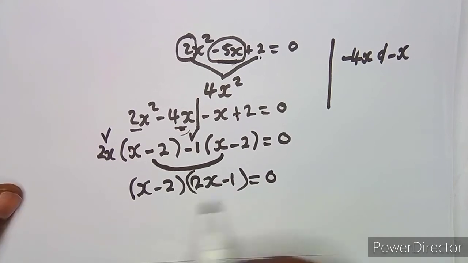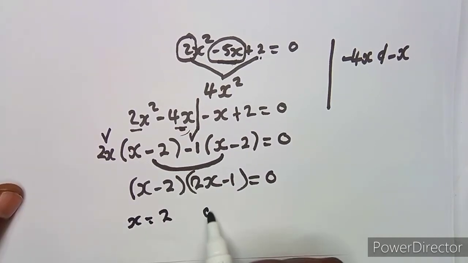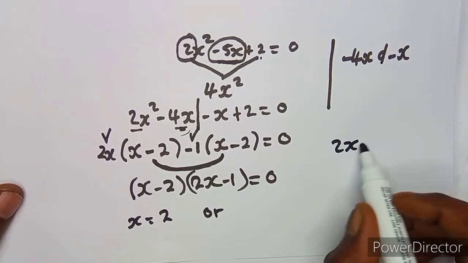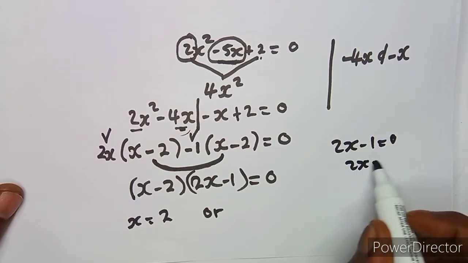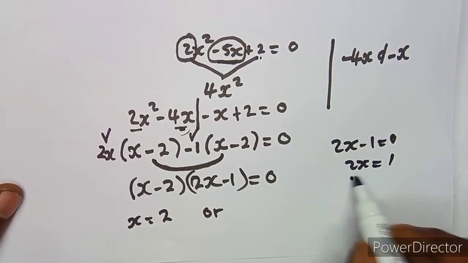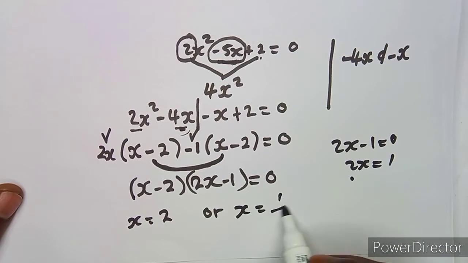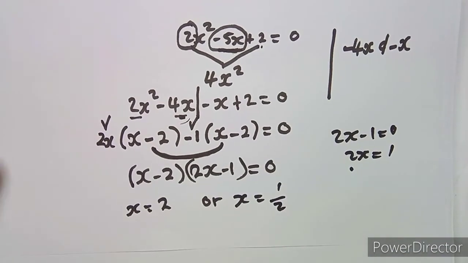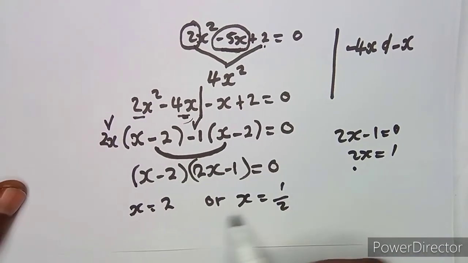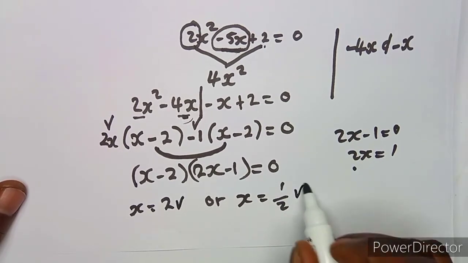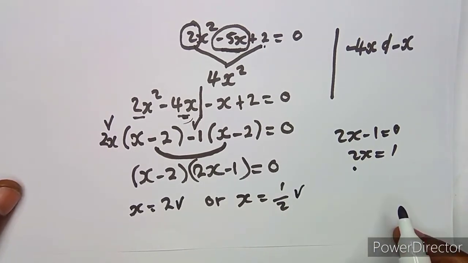That's it. So our x is going to be 2, or from this bracket, 2x minus 1 is equal to 0. So 2x is equal to 1, divided by 2 by 2. So x is going to be 1 over 2. So these are the possible values of x that you're obtaining: a positive 2 and a positive half. And remember, what we need is the point of intersection, which is the points of intersection.